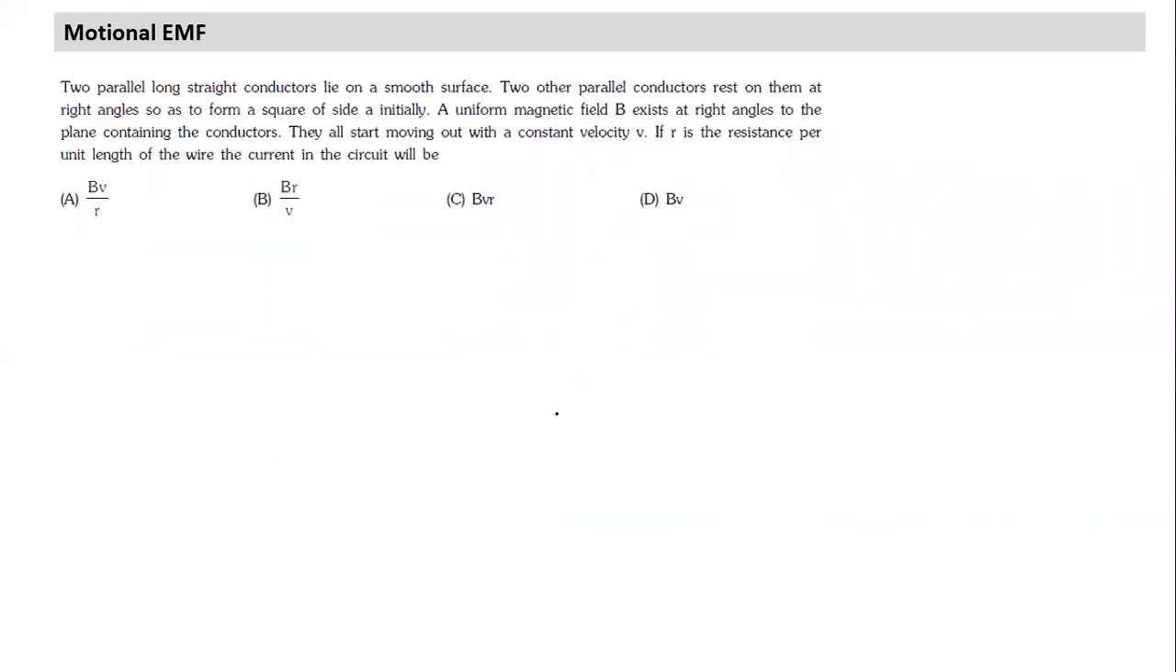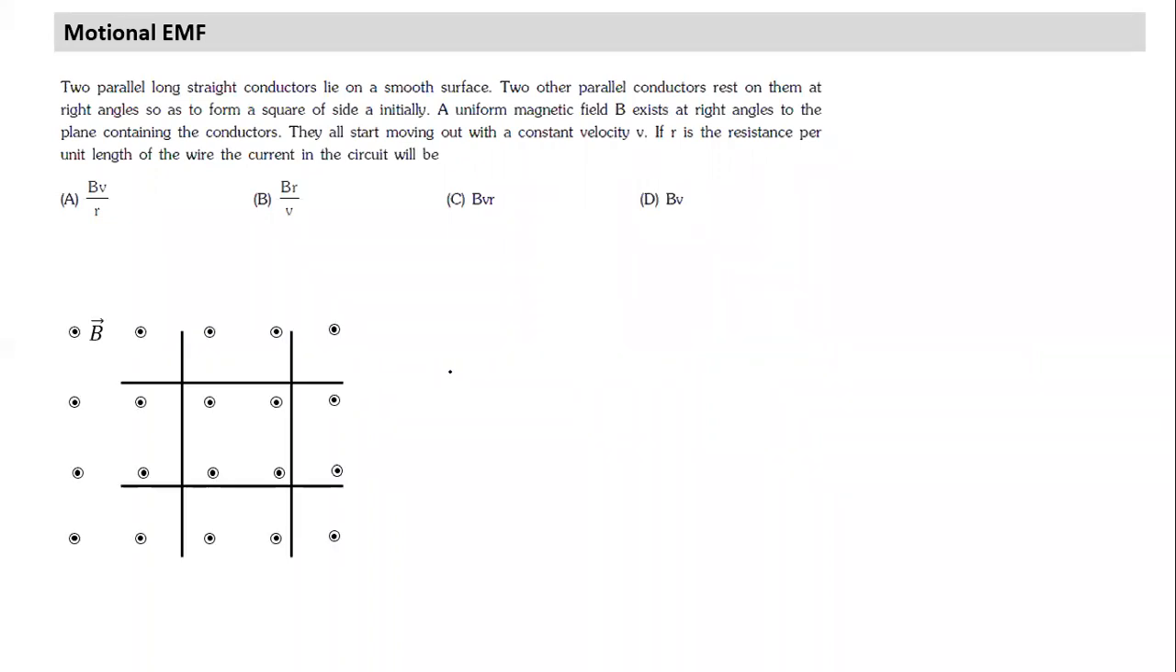Okay, let's look at this question. First thing, can we draw a figure? The figure may look like this. The two long pillars sit over, this is one conductor, this is another conductor. So there are four conductors forming a square here. Two other parallel conductors rest on them at right angles. They form a square of side A initially. And a uniform magnetic field exists at right angle to the plane containing the conductors.